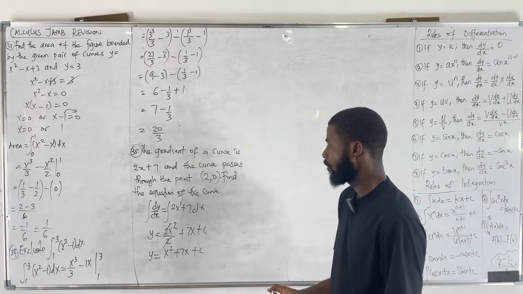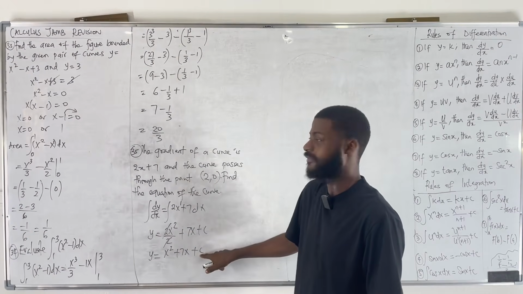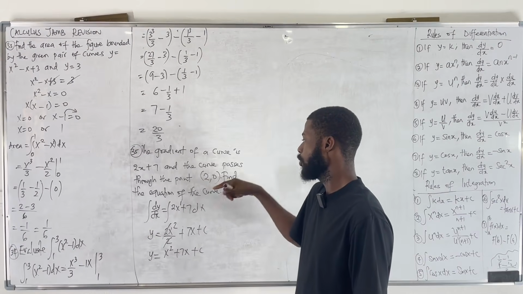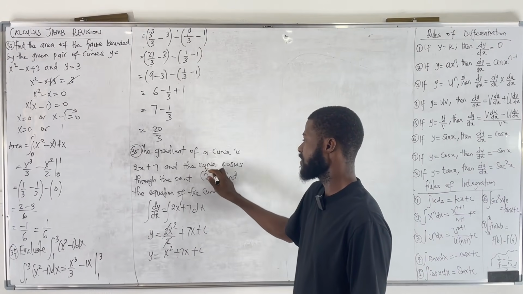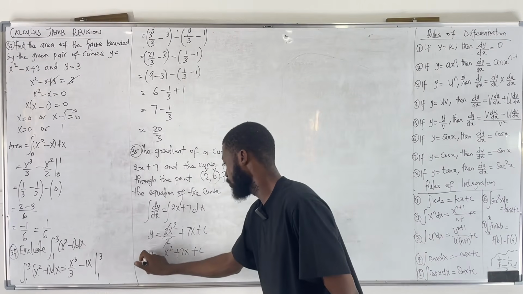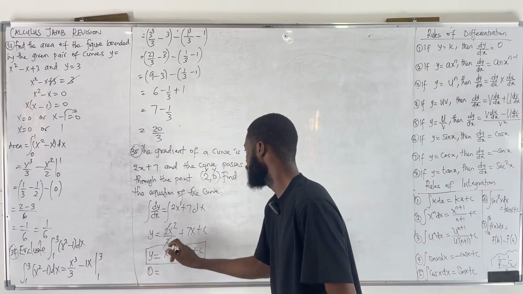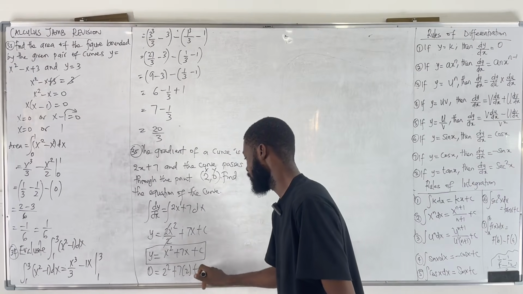But of course, we were told the point. So let's find the c value. We were told that it passes through the point (2, 0). Remember that x is always the first, y is the second. So that's saying that y is 0 when x is 2. So this will be 2 squared plus 7 bracket 2 plus c.